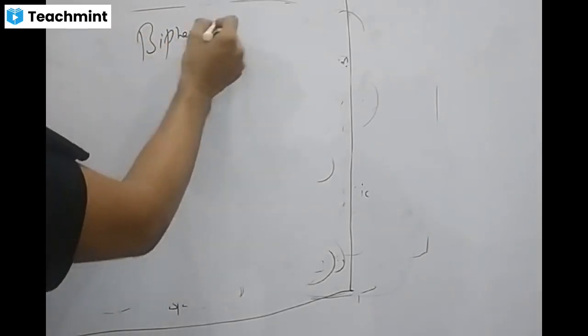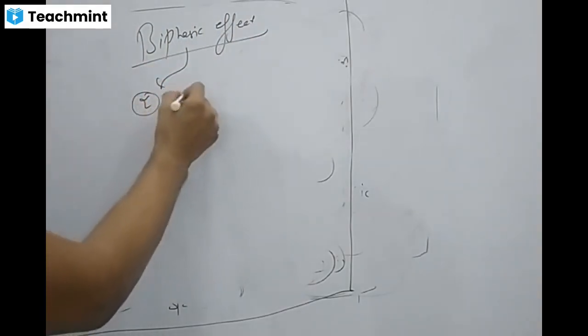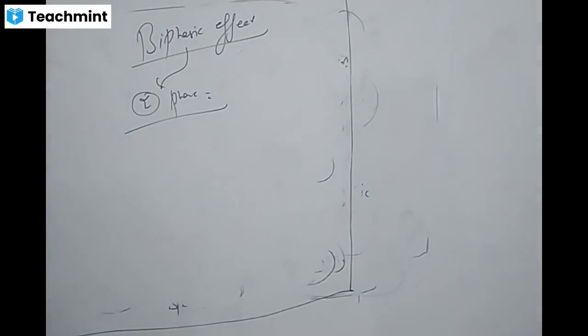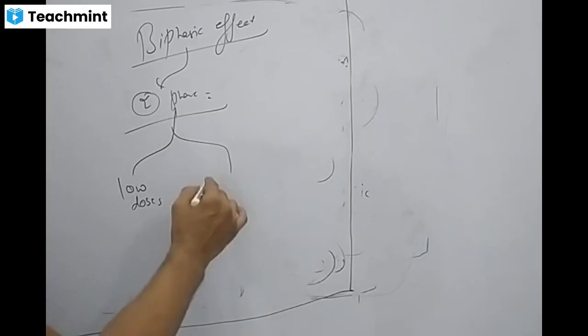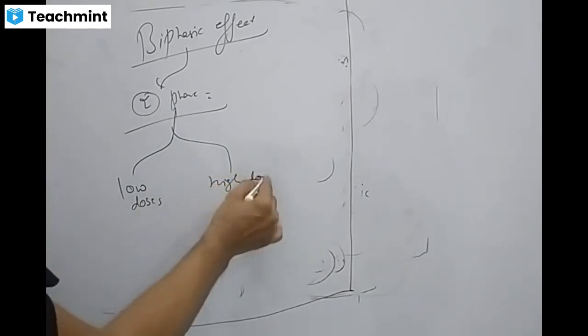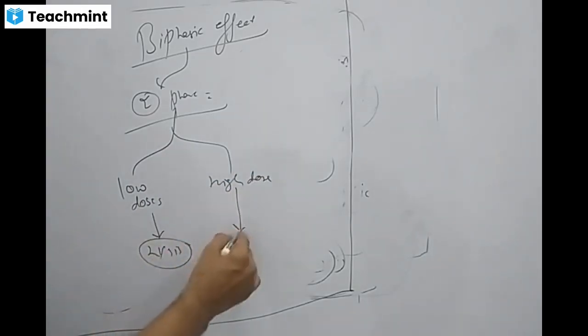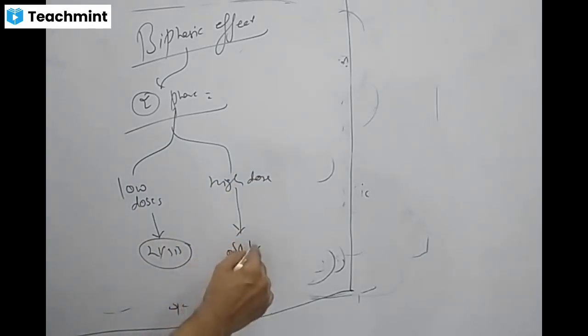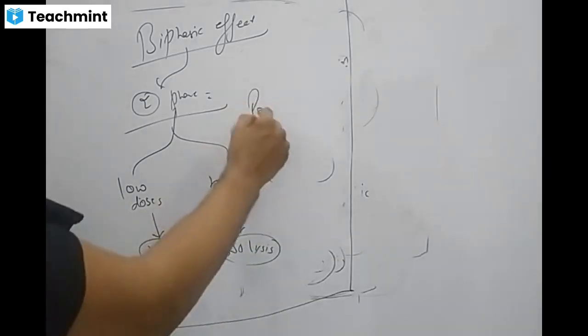Biphasic effect means there are two phases. Two phases means that at low concentration, at low doses, there are some antibiotics that cause lysis, but at high doses, not lysis. Such a wide-ranging effect is shown by Paris and Chase.